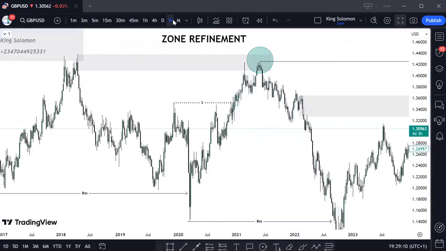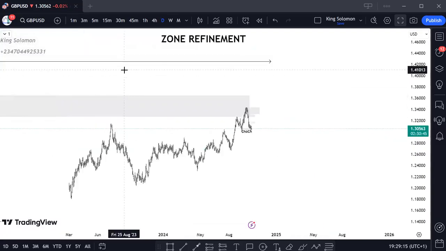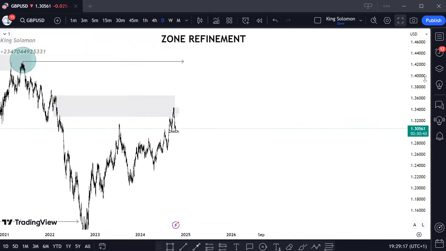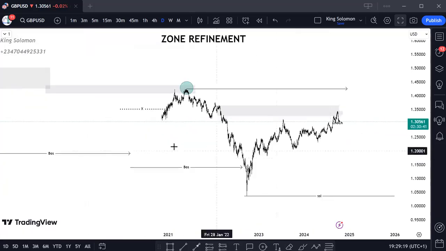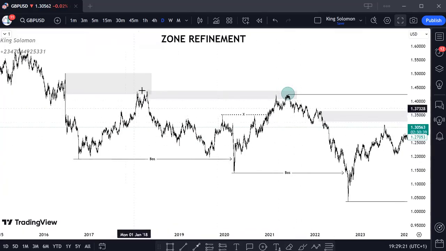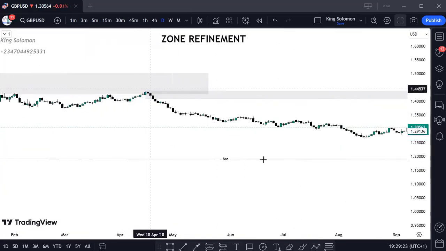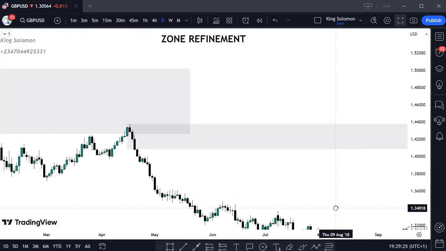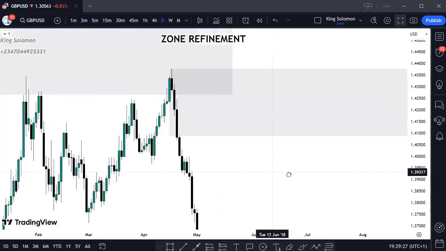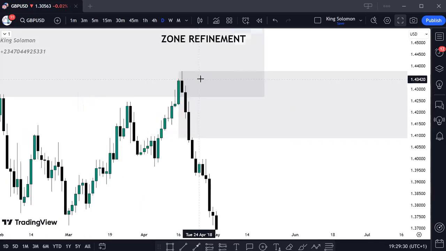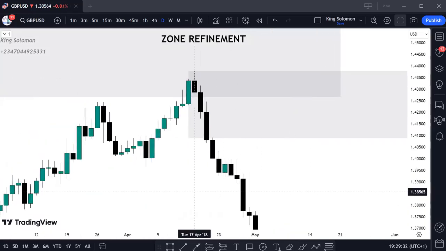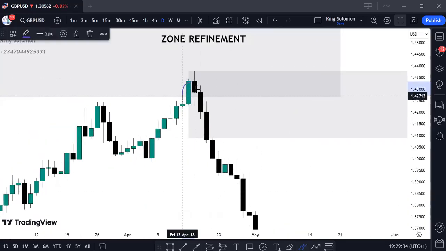Let's now refine to the daily time frame, right? I said from the weekly to the daily. Now going to the daily time frame, I want to mark that zone around here, right? And now looking at this, where is the last bullish candlestick? This is the last bullish candlestick.